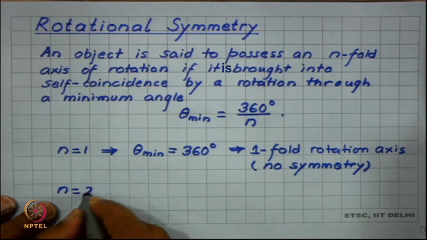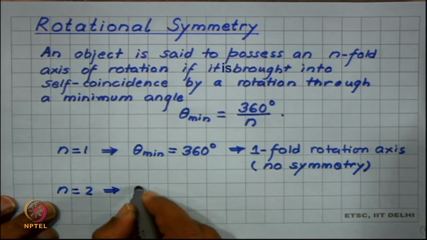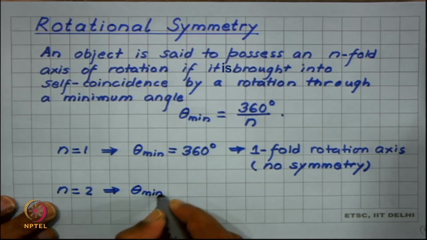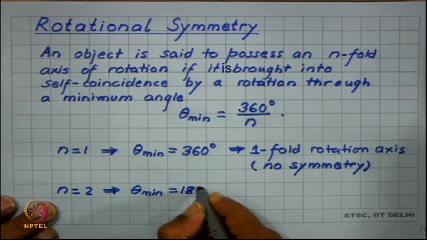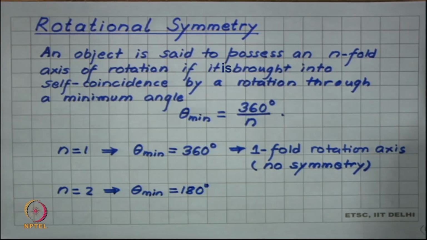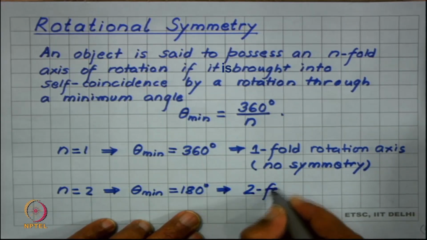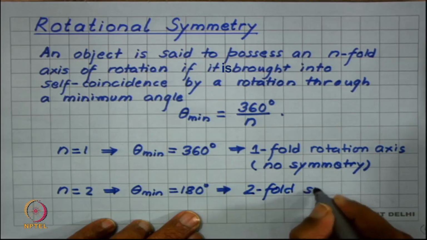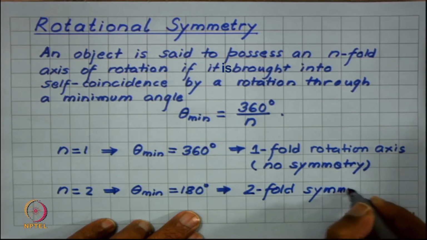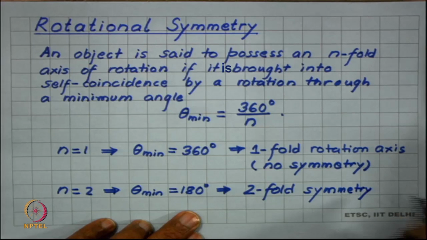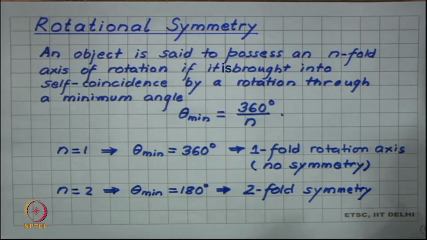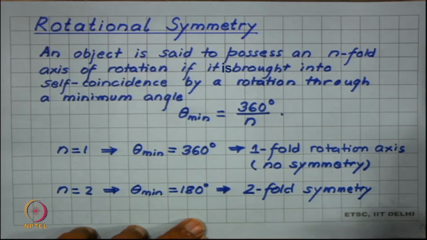Let us take n is equal to 2. Now, the theta min will be 180 degree. So, the object will have a two-fold symmetry, or two-fold rotation axis, we can say. I just write two-fold symmetry.